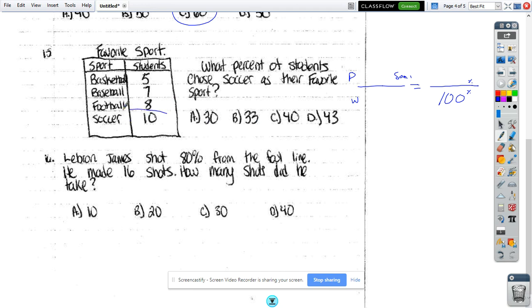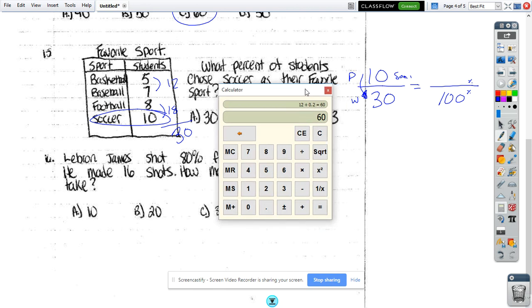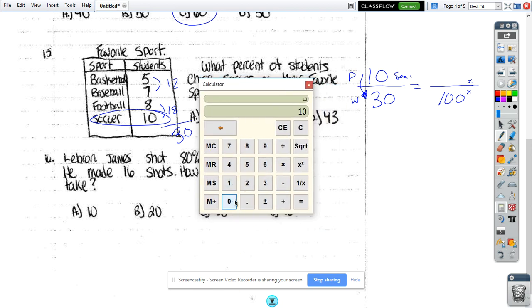So I've got soccer here, that's 10. 10 soccer. Out of how many total? Well, this is 10 plus 8, that's 18. These two, 5 and 7, is going to be 12. And these two, when I add them, is going to be 30. So it's going to be 30 total. And so what percent is it going to be? Well, let's divide down. 10 divided by 30. I should end up with 0.33.